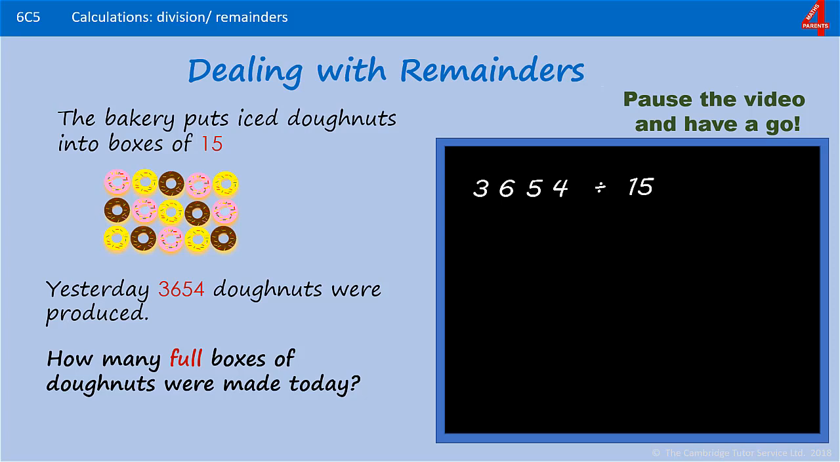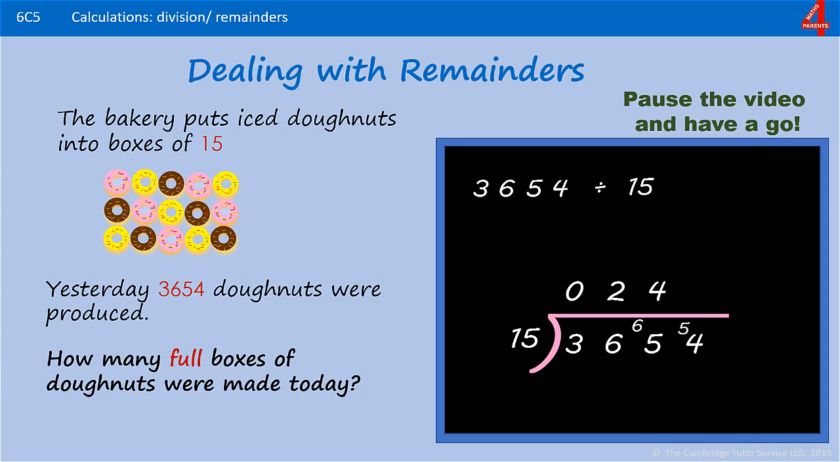3,654 divided by 15. Using the short division method. 15 into 3 doesn't go. 15 into 36, that goes twice, remainder 6. 15 into 65, that goes 4, remainder 5. 15 into 54, that goes 3, and we have 9 donuts left over. So the answer to the calculation is 243, remainder 9.